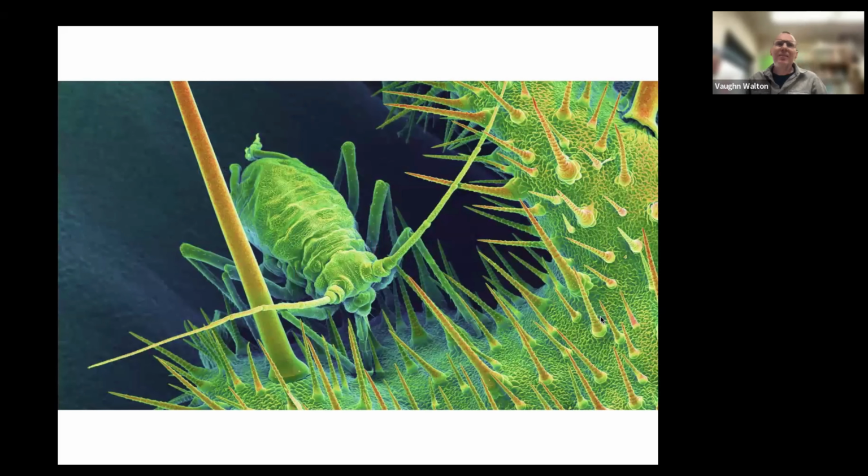Okay, let's look a little bit at how we as human beings have changed plants. If we look at this slide here, you have an aphid and you have these spines, these trichomes on the surface area. This is a mechanism that nature has to protect the plant. And what we've done as human beings is we've bred that out of our plants.